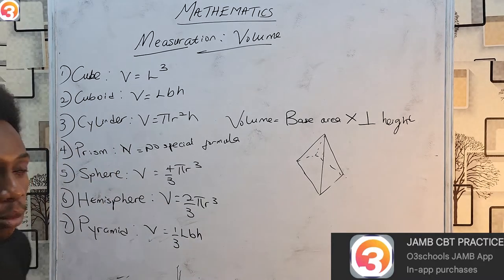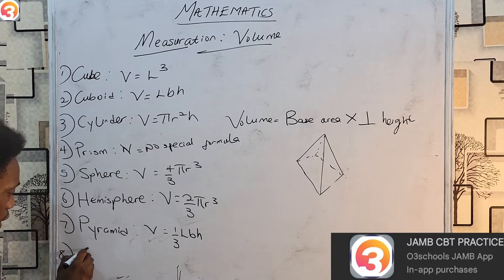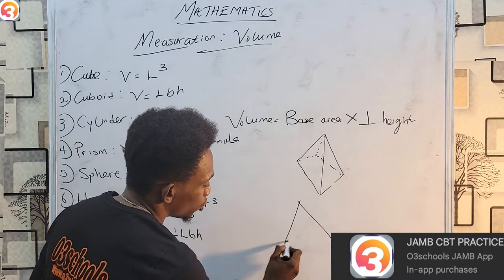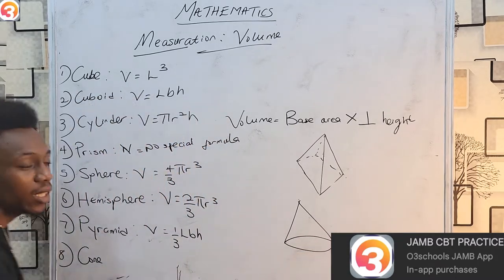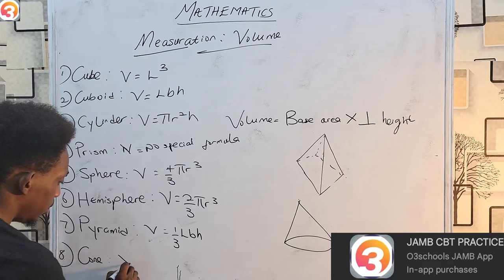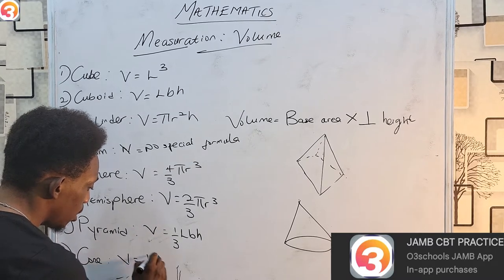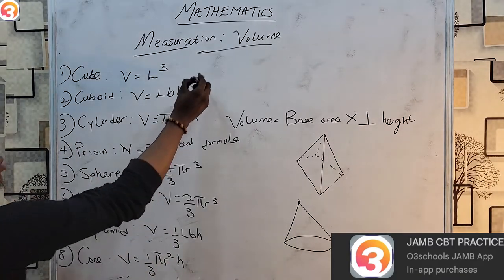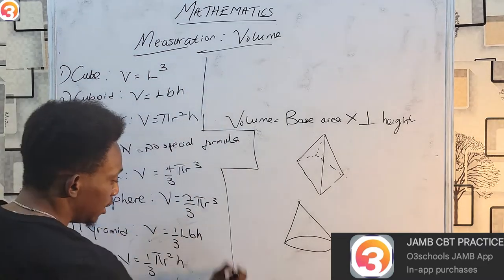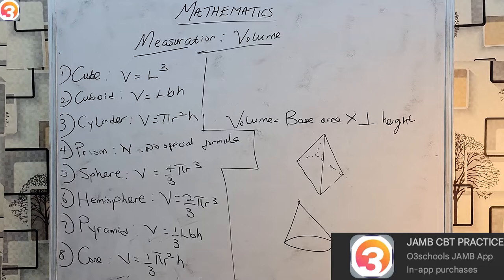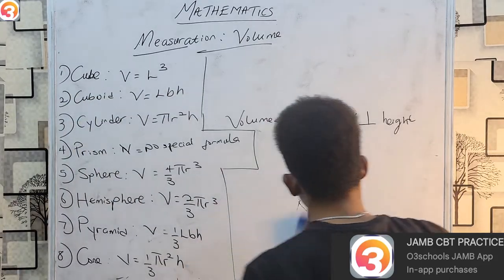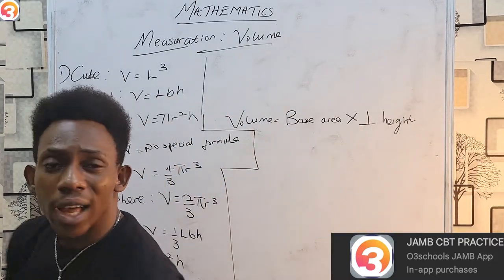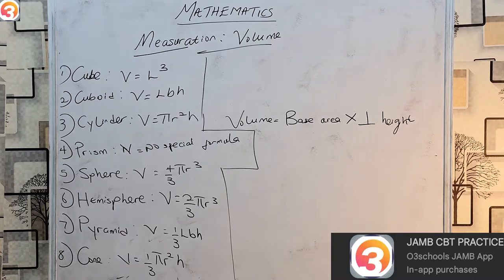And just like a pyramid formula, we also have a cone. And a cone is kind of like a truncated cylinder, sliced off at the sides. And in its case, its formula is 1 over 3 pi r squared h. So when dealing with volume of shapes, this is what you need to know. The simple formula to calculate their volumes. So if you are given a question, note the shape, note the formula, and your solving becomes very, very easy.